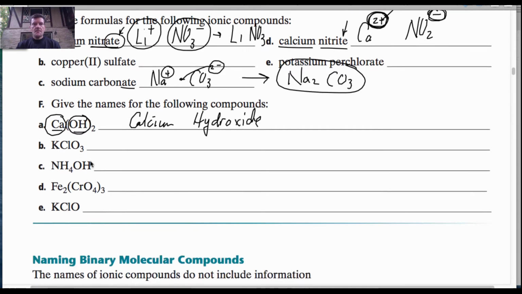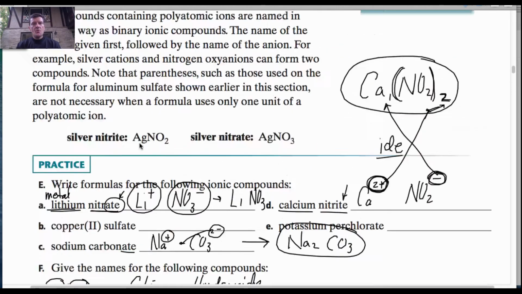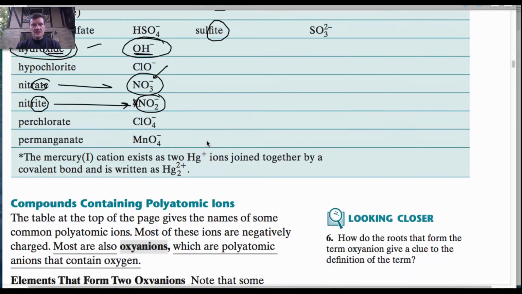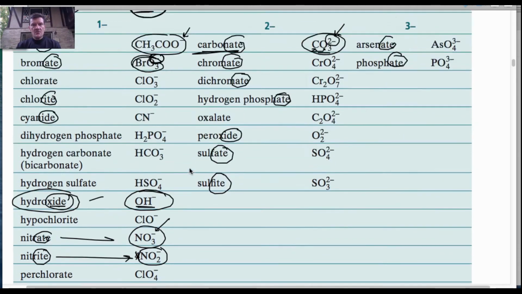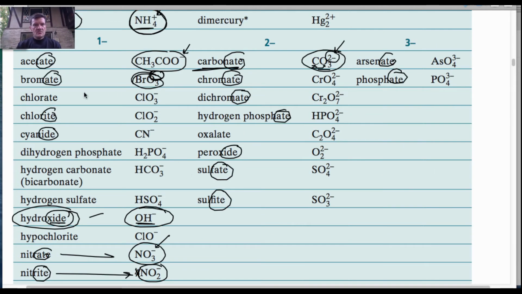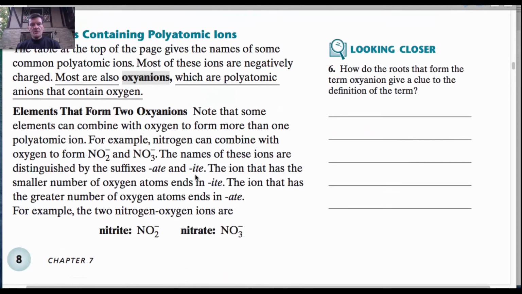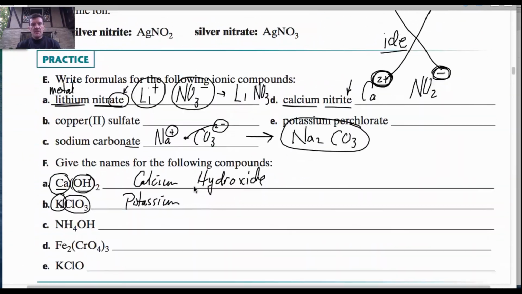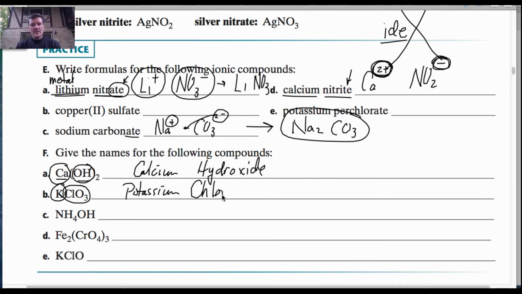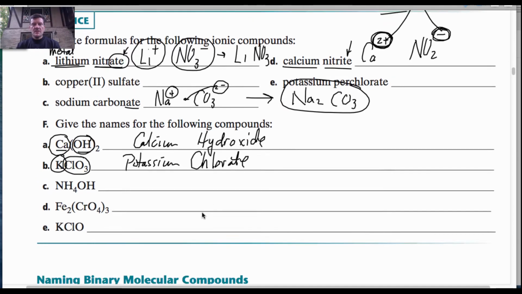It's just that easy. Here's a metal. That's potassium. And then I see, oh, the rest of them are nonmetals in a group. ClO3. What is that? Let's check. ClO3 is right here. Chlorate. So I just name it using the name of that polyatomic ion. Chlorate, and I'm done. Okay?